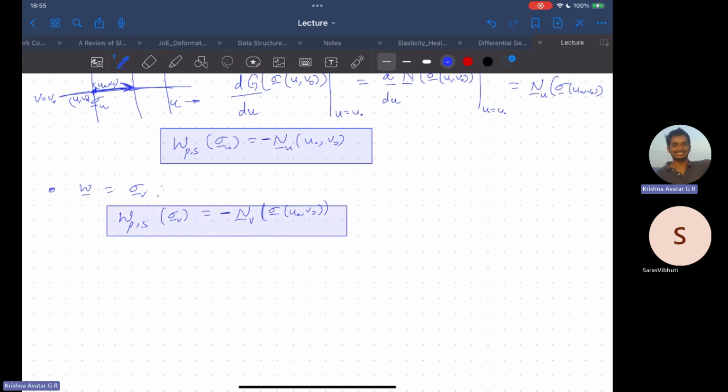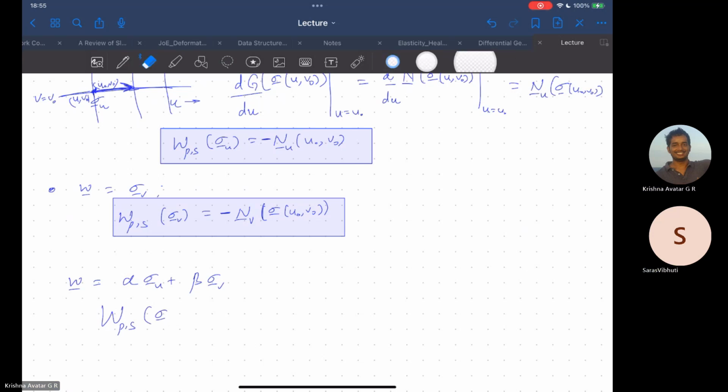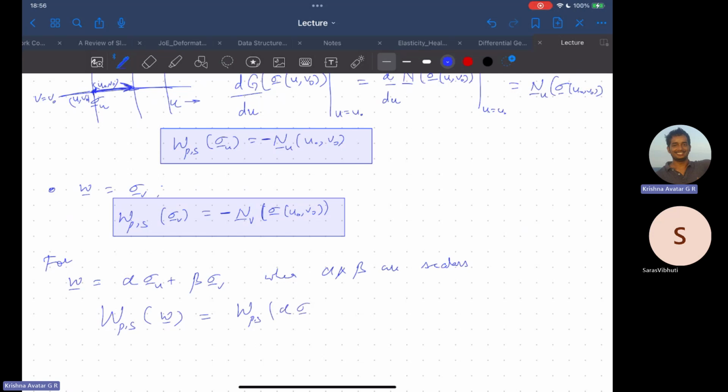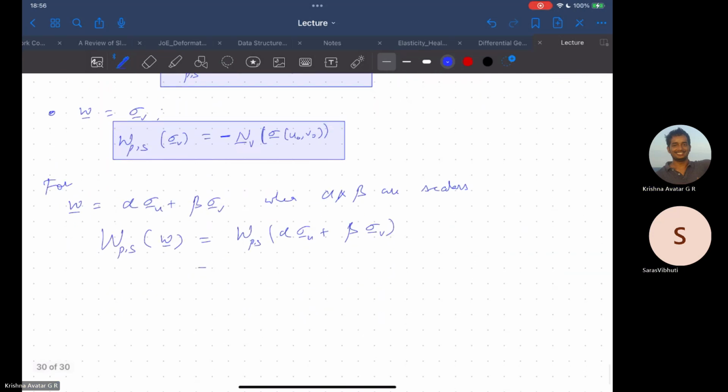So we must remember the way the mapping was defined. Any other vector, any arbitrary alpha sigma u plus beta sigma v, where alpha and beta are scalars, then W_P of S applied to alpha sigma u plus beta sigma v is going to be alpha W_P of S sigma u, because these are linear maps, plus beta W_P of S sigma v, and then you know the rest of the thing.